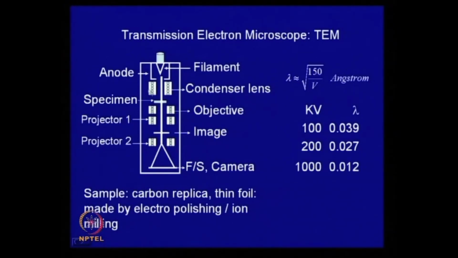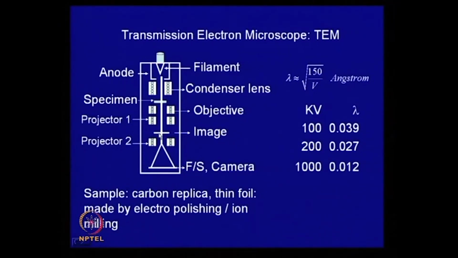They can be condensed using lenses. Now, unlike in the optical microscope, where we use glass lenses, here you cannot use glass lenses. Lenses are made up of magnetic coils, and operate on the principles of electric and magnetic fields. By controlling these, it is possible to make the beam parallel or focus it onto the specimen, and after it comes out, you can enlarge it in an objective in the same way as in an optical microscope and form an image over here.